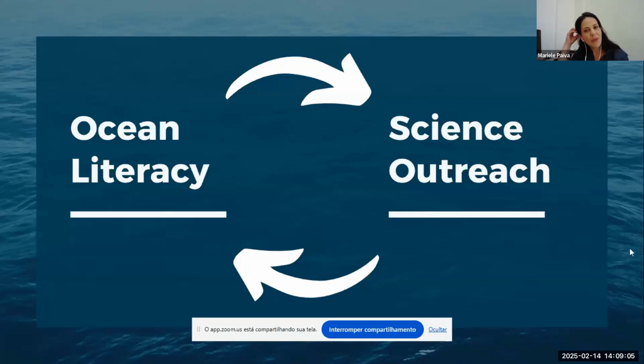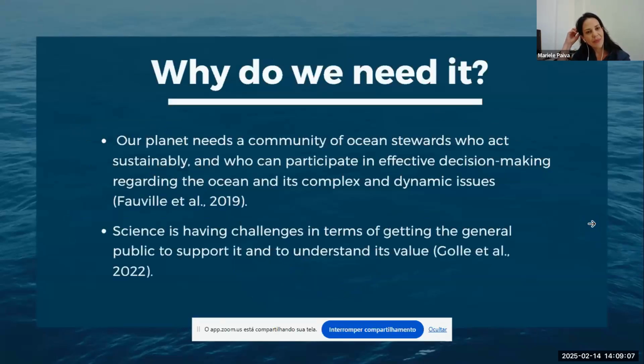Okay, so why do we need it? I could tell you many reasons why, but we will keep it with these two. First, we need people to start to take actions and also to change their behavior, so then we can keep our planet habitable to humans, right? And also we need people to trust science, so then they can take it into account whenever they are making a decision.